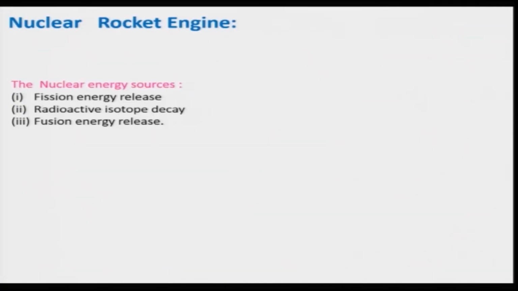In case of nuclear rocket engine, various nuclear energy sources are being utilized. Those are fission energy release, radioactive isotope decay and fusion energy release, but we will be discussing basically fission of the nuclear material, and the nuclear fuel that is being used in case of nuclear rocket engine is enriched uranium, that is U-233, or the plutonium Pu-239.